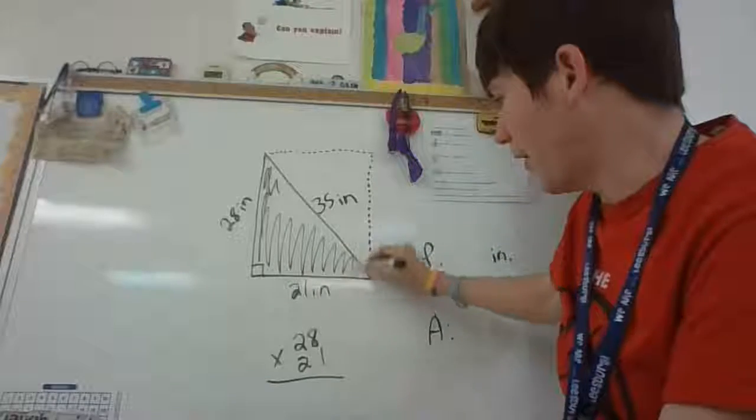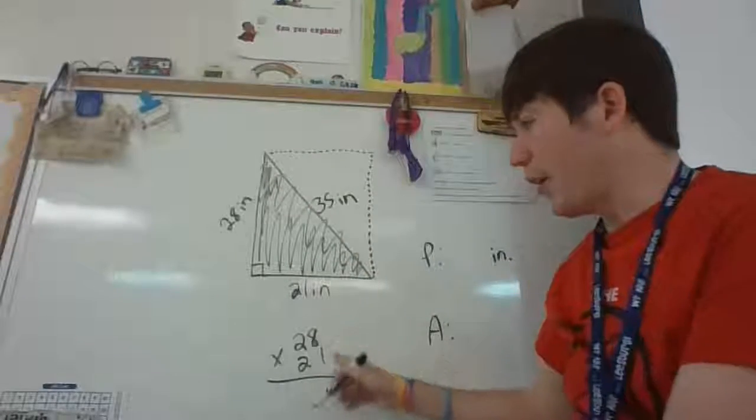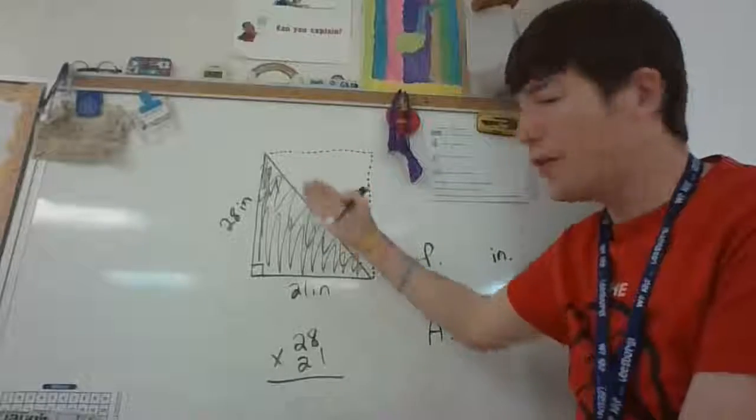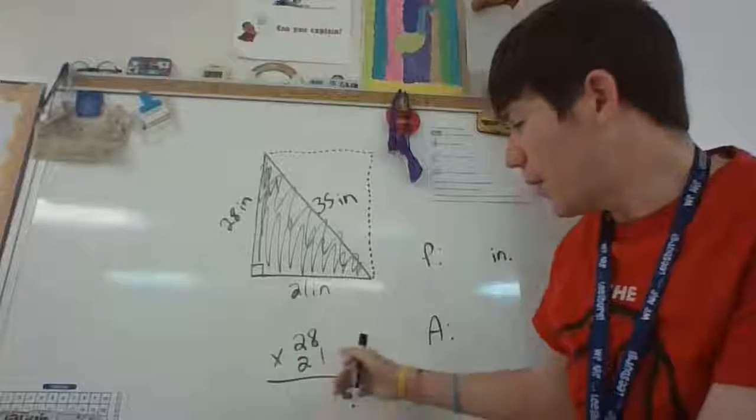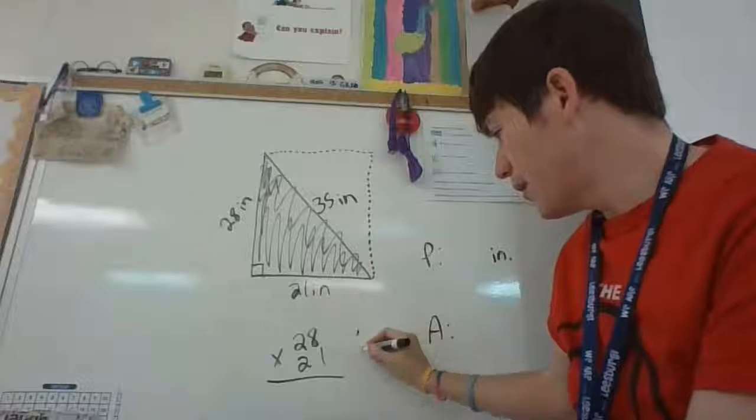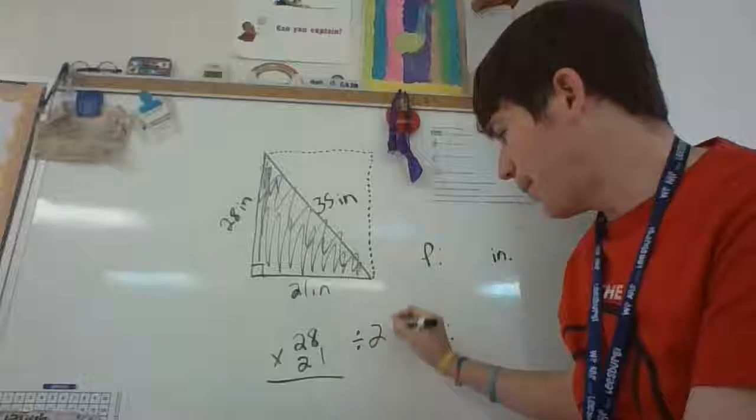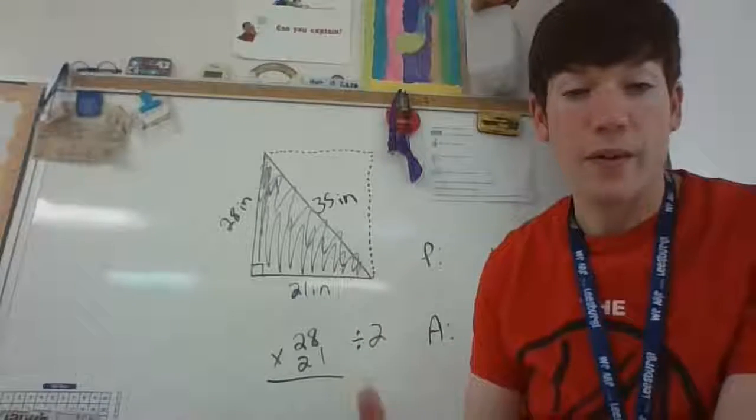Remember, I only want this area. And this was the area of the entire rectangle. I only want half of that area. So what I'm going to do is take this answer and divide it by 2, whatever that answer is.